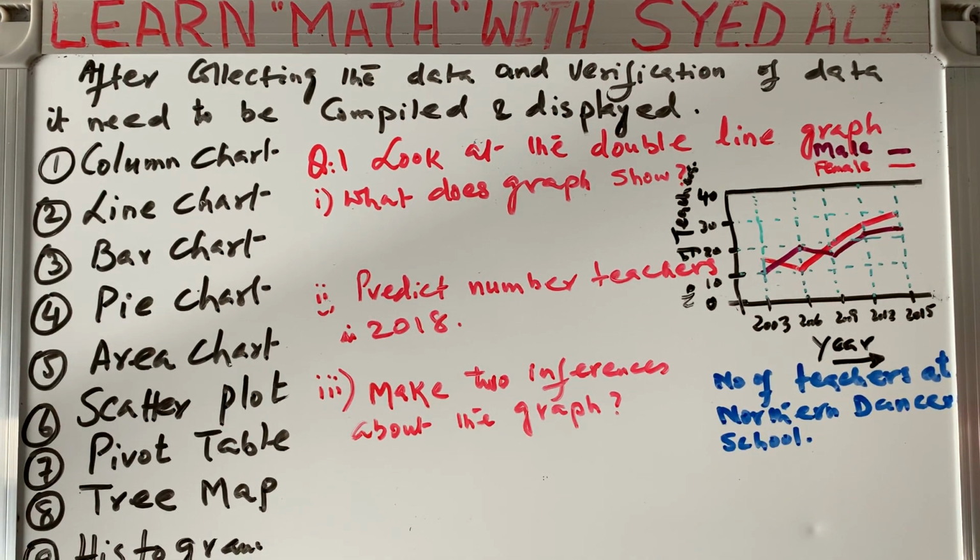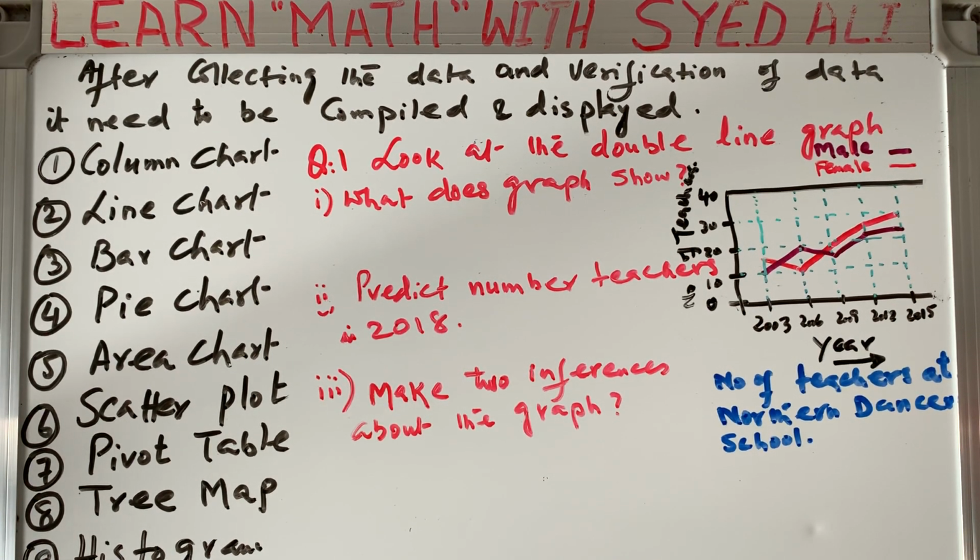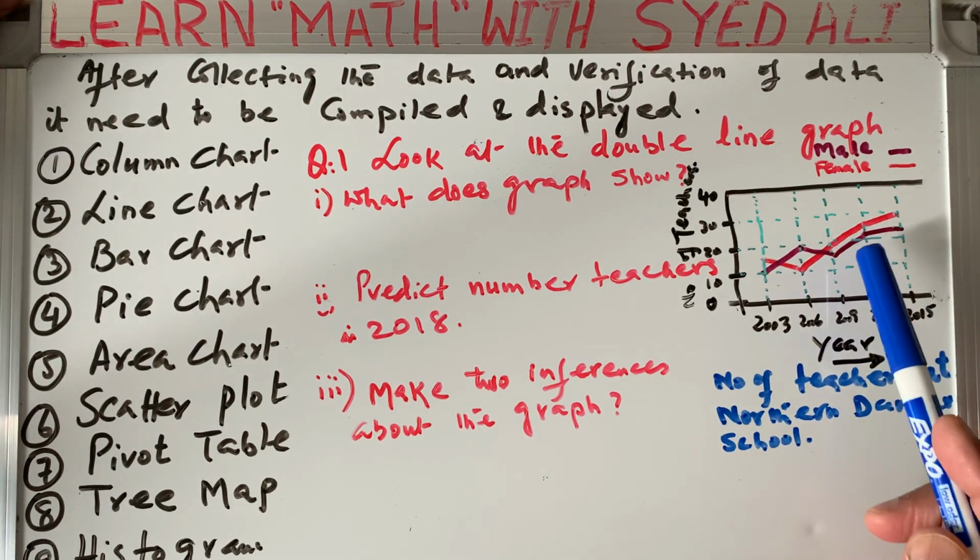Continuing our class 5 topic, data management. We did in class 4 that after collecting and verifying the data, we need to compile it, and there are several ways to compile or display it. In the last class we studied an example of a bar graph, and in this video we will be studying a double line graph.